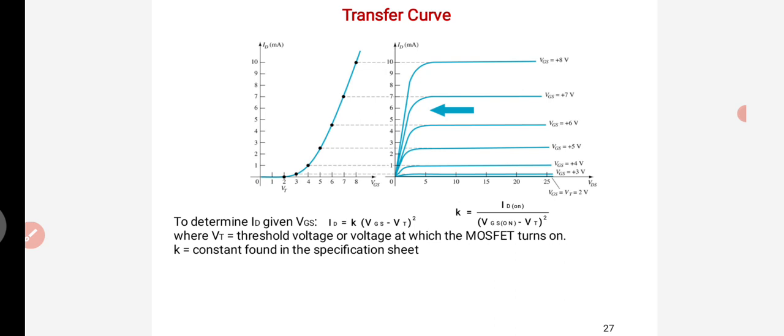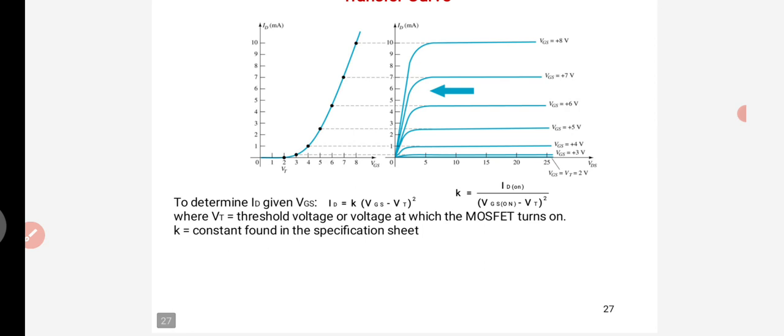So again, to draw the plot of the transfer curve of the MOSFET, we use the formula ID equals K into (VGS minus VT) whole squared, where K is equal to ID(on) by (VGS(on) minus VT) whole squared, where VT is the threshold voltage at which the MOSFET turns on. K is a constant found in the specification sheet.